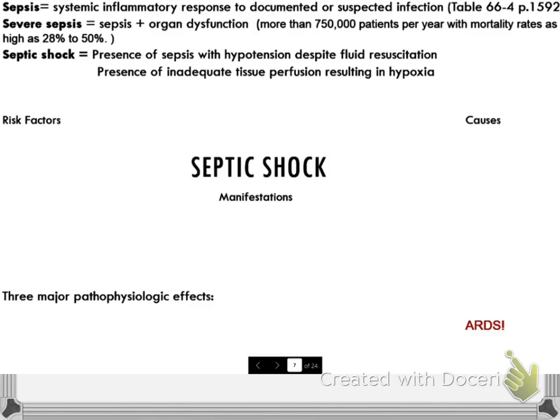So some of the risk factors for septic shock are age, either really young or really old, immunosuppression, so somebody who's maybe on chemo or on steroids, trauma, and then any of our patients with invasive lines. Doesn't that sound like most of our patients at the hospital, right? They have some sort of line.